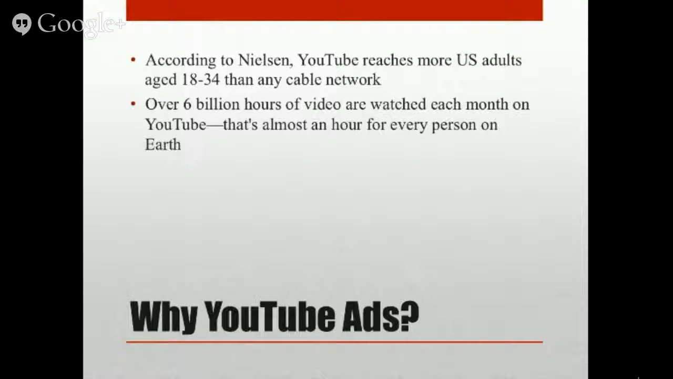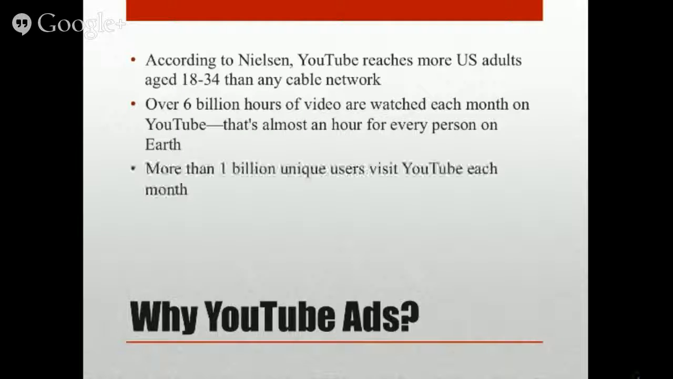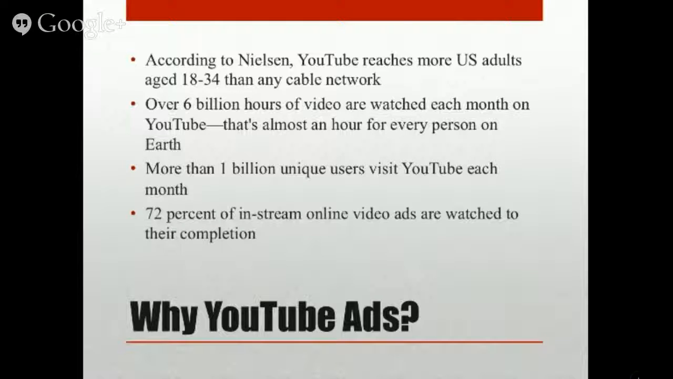Over 6 billion hours of video are watched each month on YouTube. Now, if you think about it, that's almost an hour for every single person on Earth. That's a ton of video content being consumed. So these ads can be placed on YouTube in front of the right target audience, that demographic, the 18 to 34 US adults, as well as other countries, but US stats are what we're using for now. More than 1 billion unique users visit YouTube each month, and that's worldwide. So there is the worldwide audience as well.